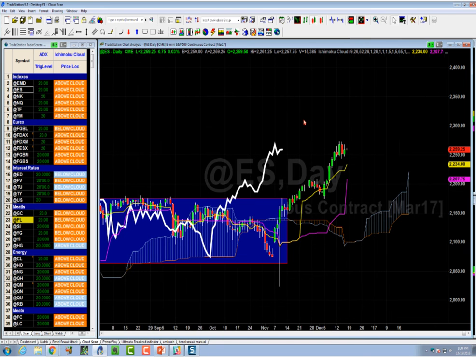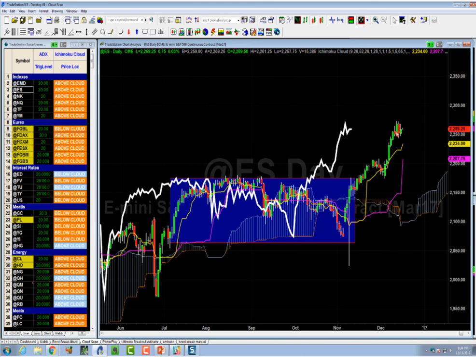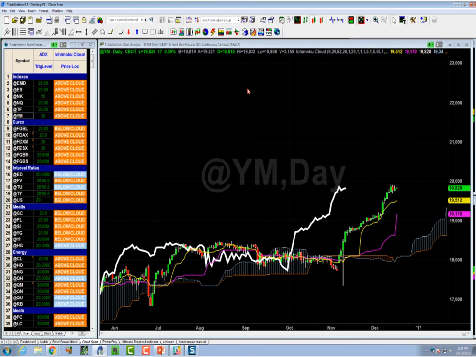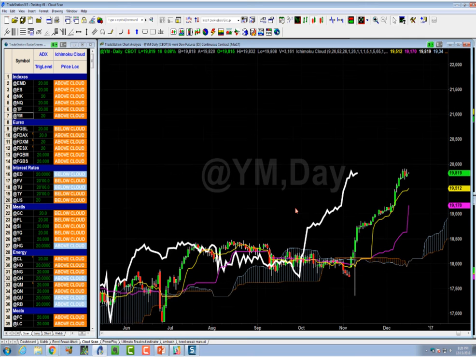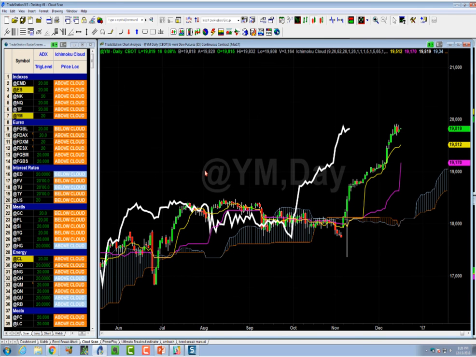Now, if we're going to compare the four indexes, so this is the S&P. Does the S&P look stronger or weaker compared to the Dow? That's the Dow. Which one looks stronger, Dow or S&P? I feel like I'm at the doctor's office.